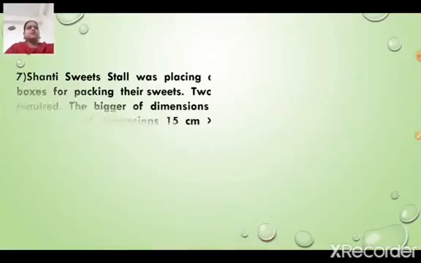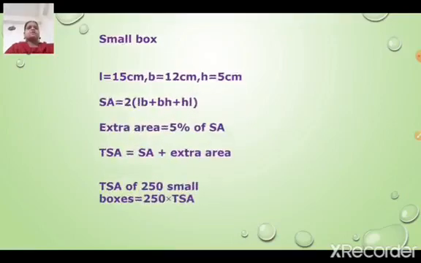Let us see once again the steps. Yes, what we will do first? For the smaller box, it is given length as 15 cm, breadth as 12 cm and height as 5 cm. Correct? So find the surface area. Here I have written only surface area, but this is the total surface area formula we are applying, that is 2(LB + BH + HL).